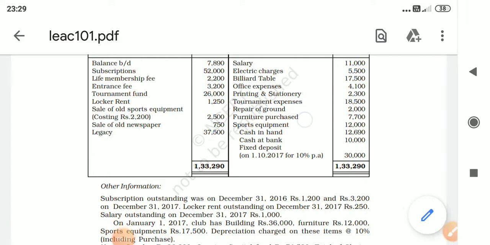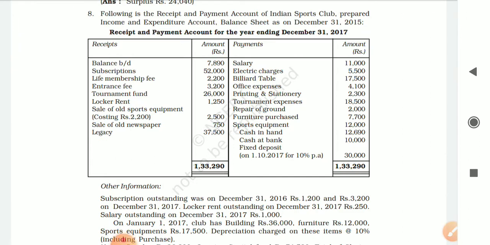In this video we will be seeing question number 8, page number 52, NCERT book, not for profit organization. Following is the receipts and payments account of Indian Sports Club. Prepare income and expenditure account and balance sheet as on December 31st, 2015.